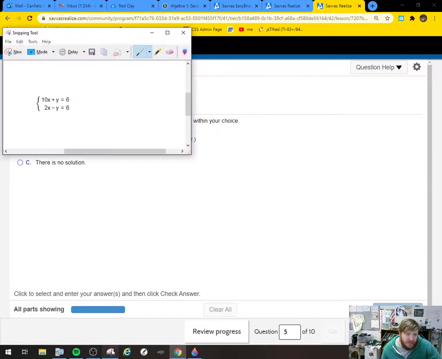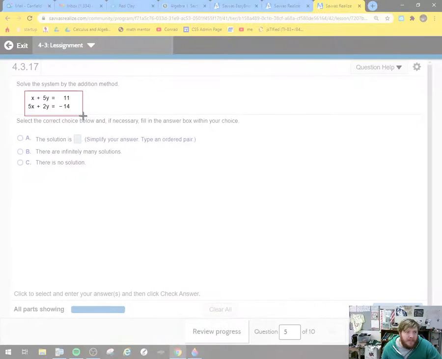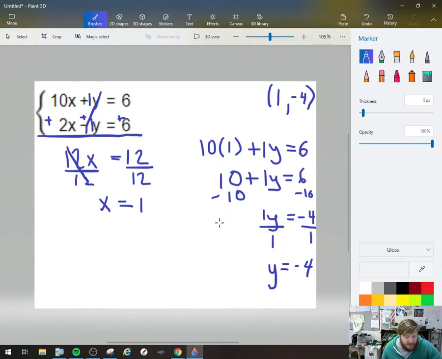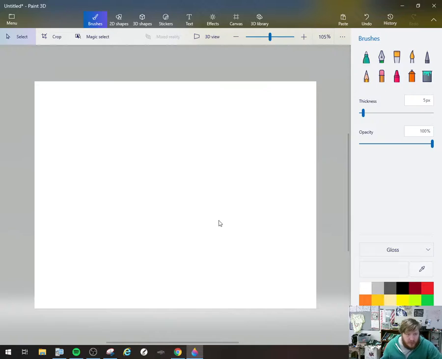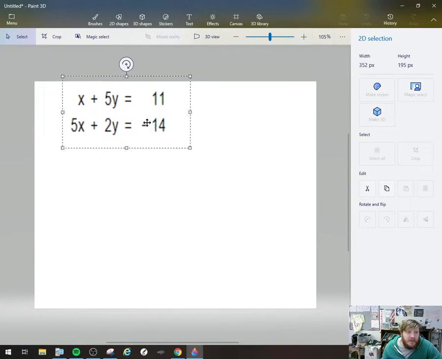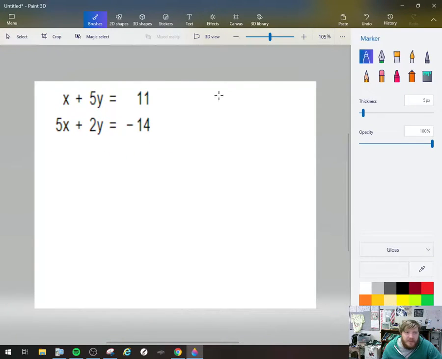Okay. So, copy. Go over to paint. All right. So, in this situation, what happens if I add them? 1 plus 5 is 6. Okay, that doesn't cancel. 5 plus 2 is 7. Okay, that doesn't cancel. What about subtracting? 1 minus 5. Well, it's not going to cancel. It's going to give me some other number besides 0. 5 minus 2 also doesn't cancel.